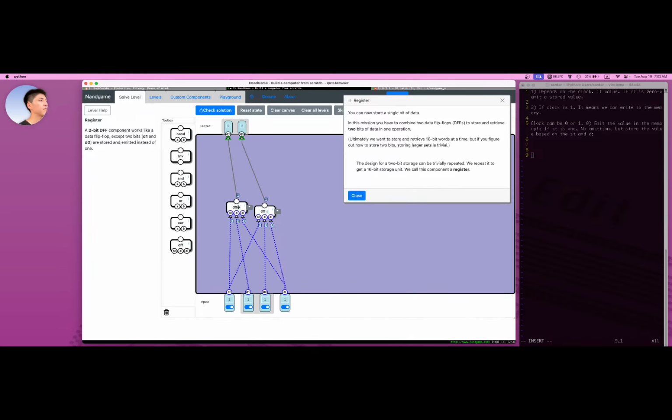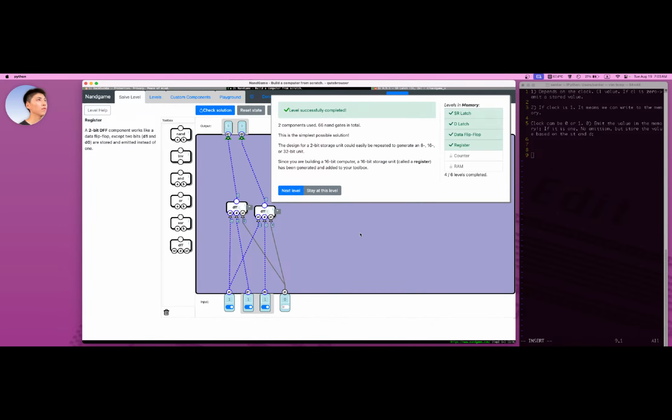How does this DFF work? It was based on the clock, and when clock is 0, it starts working. Let's check the solution. Okay, we fixed it. Good. So this is the register. Okay.